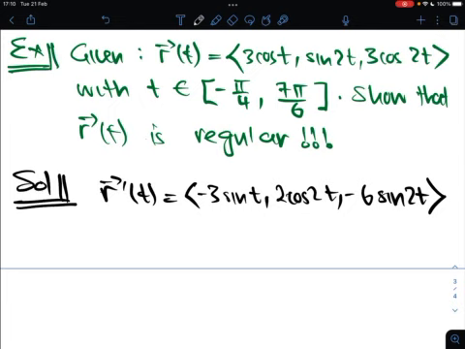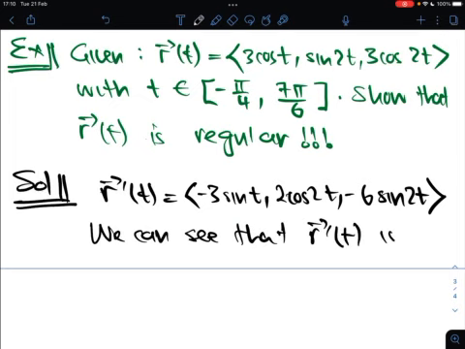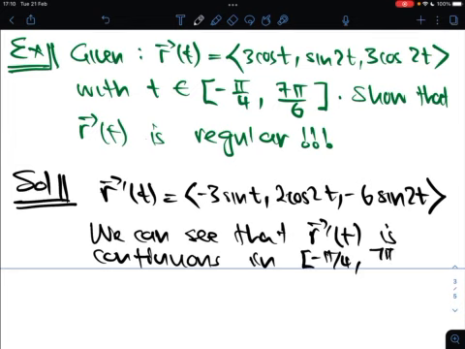You see that? So we can see that r prime t is continuous in the interval negative pi over 4, 7 pi over 6. That's one thing you can see immediately: this derivative function is continuous because sine and cos functions are continuous functions. They are periodic, but they are continuous. That's all that matters. So now we have to prove that it is impossible to have this derivative equal to 0 for some parameter value.